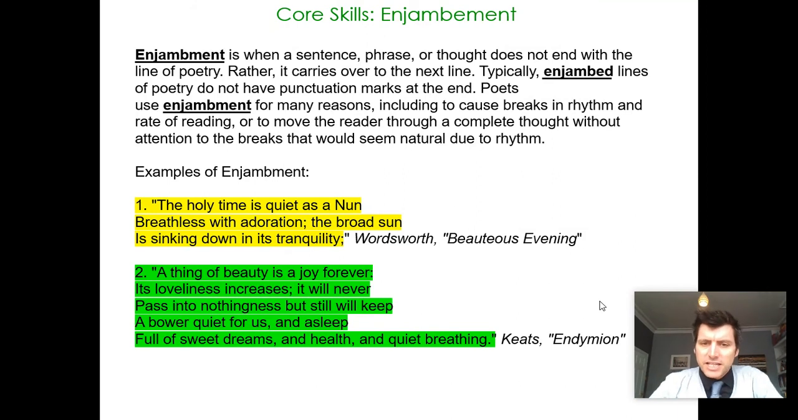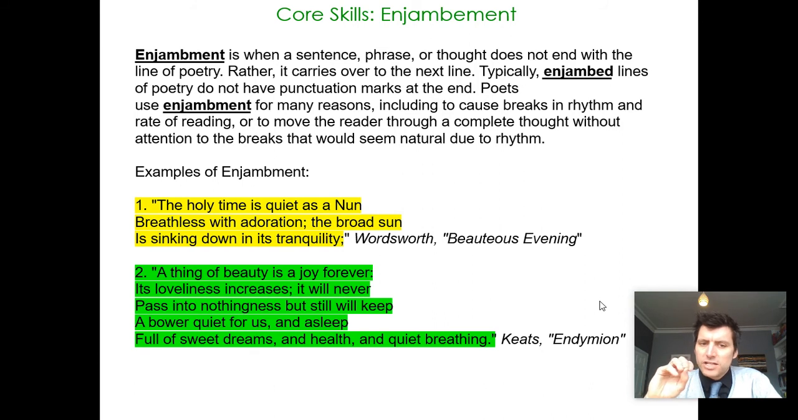So a couple of examples here. This poet called Wordsworth: "The holy time is quiet as a nun, breathless with adoration. The broad sun is sinking down in its tranquility." So after both nun and sun, although they rhyme, there is no punctuation. Similarly, after never, keep, and asleep within Keats' Endymion, there's no punctuation at the end of those lines.